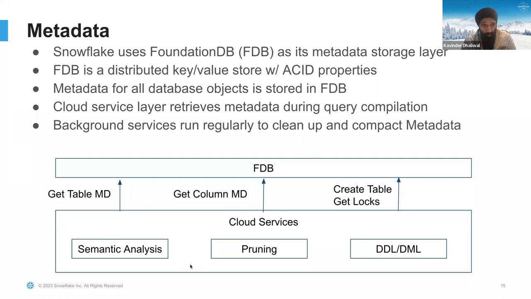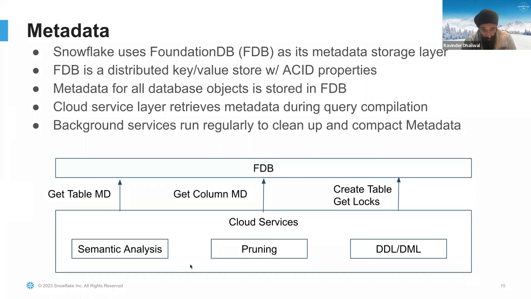The cloud services layer retrieves the metadata at different times during compilation. So we don't just reach out to FDB once. We have different phases of compilation, or different phases of the cloud services layer in general, and we make different calls to FDB. Similarly, the background services that cloud services runs are managed in the FDB layer so that we don't have metadata growth that gets too large. We compact the metadata and clean up old and stale data. So we have those in the background to keep it reasonably sized.